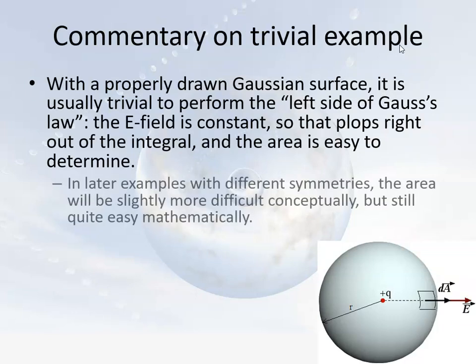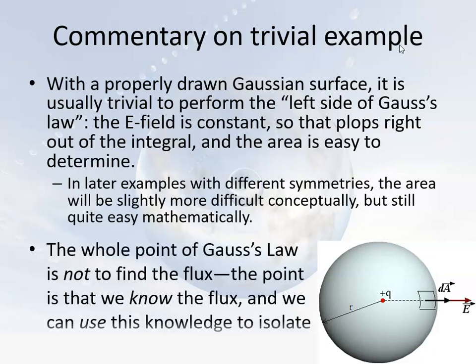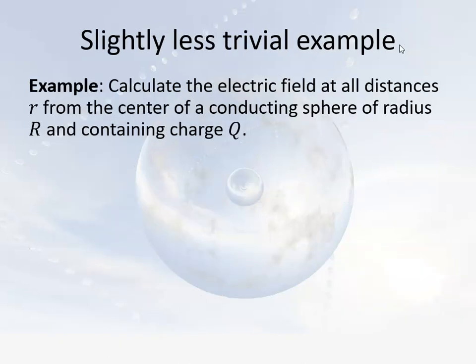So again, the left side of Gauss's law is very easy. In this case, it's just E times A. In fact, when you're using Gauss's law to solve for the electric field, the left side is always E times A, where A is the surface area of your Gaussian surface, at least the part of it that is perpendicular to the electric field, such that the unit normal vectors are parallel to the electric field. So remember, the point was not to find the flux. We already knew the flux. The point was to use that to find the electric field.